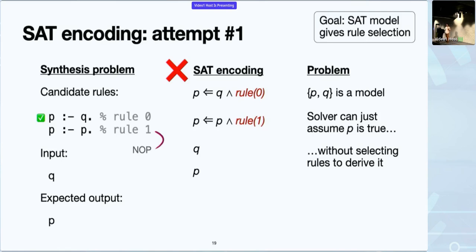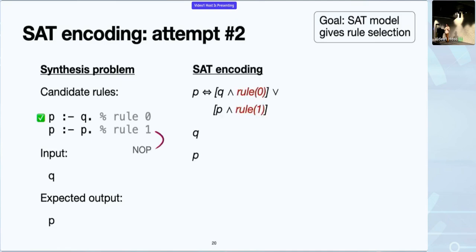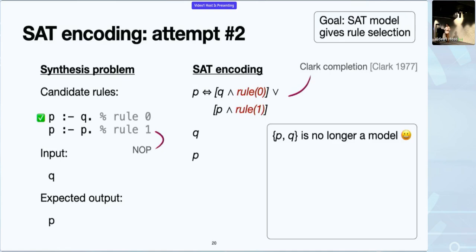Fortunately, this is pretty easy to fix. We use something called the Clark completion, where we just take the bodies of the rules, turn them into a disjunction, and then set that equal to what we're deriving in that rule. So this solves the first problem. P and Q is no longer a model. Great. But we have another problem.